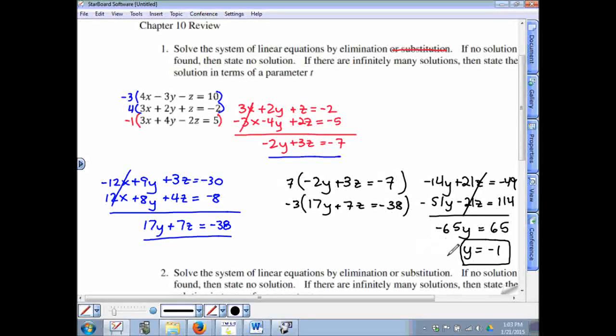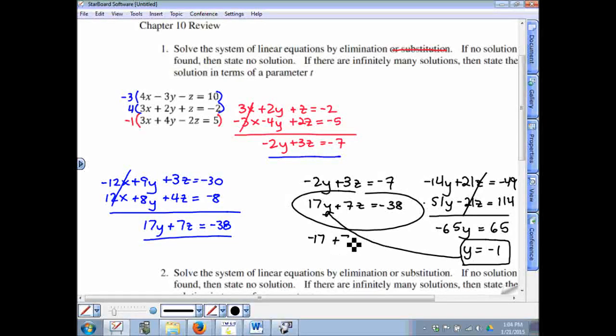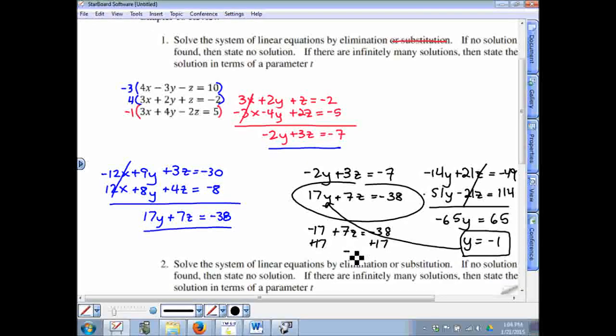So now you go back up a step and solve for z. If you take any one of these middle equations in their original form, this one for example, you plug in the -1 right there for y, that turns into -17 plus 7z equals -38. You add 17 to both sides, you're going to get 7z equals -21. So z equals -3.